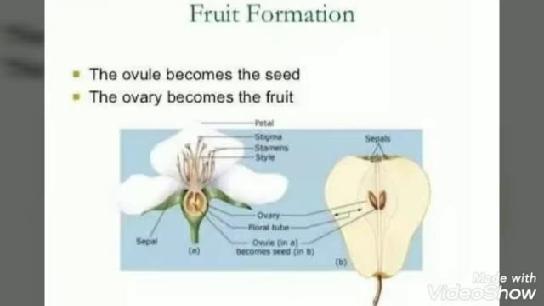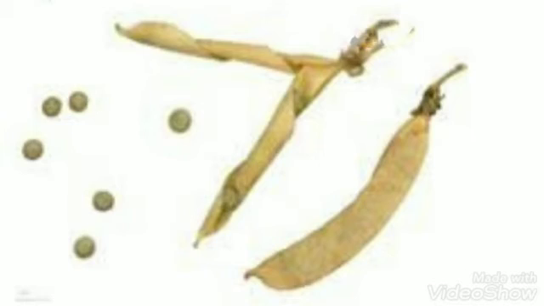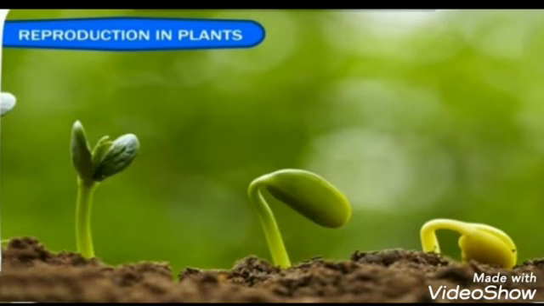The ovary, in turn, develops into a fruit with seed inside it. The other parts of the flower, like the sepal, petals, stamen, stigma, and style, dry up and fall off. The fruit protects the seed inside it. Once the seeds are mature and ready to grow into new plants, the fruit also starts drying up. It falls off the plant or bursts open to allow the seeds to come out and grow into new plants.